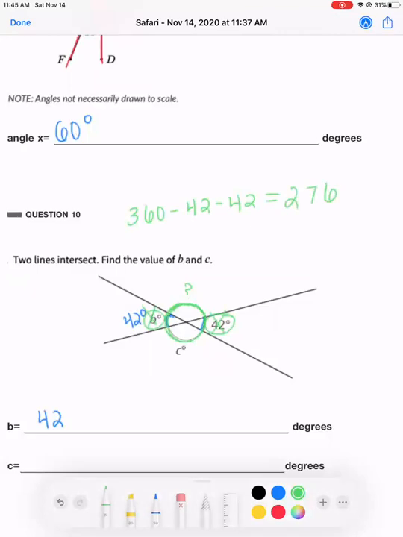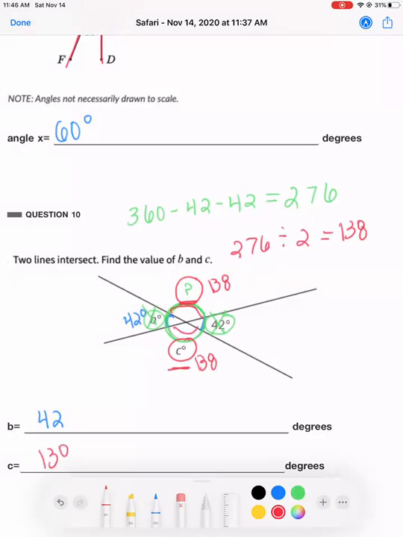Well, 276 degrees has to be the sum of angle C and our question mark angle that we have. We know that angle C and the question mark angle have to be congruent because they're vertical angles. They're opposite from each other when two lines intersect. So if they have to be equal to each other, I'm just going to divide 276 by 2. I'm going to do it down here. 276 divided by 2. And I get 138 degrees. That means that angle C has to be 138 degrees, and that question mark angle is 138 degrees.